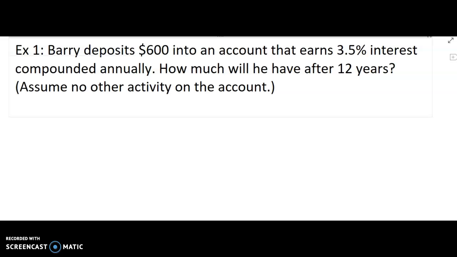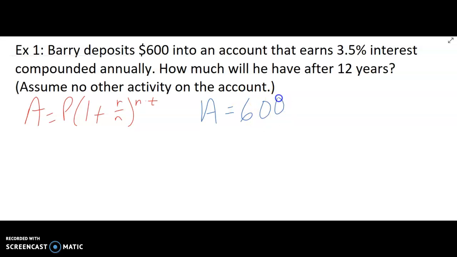So, using our formula, here we go. A equals P, 1 plus r over n, raised to the n times t. Now, when I plug our values in, we're trying to find A. The principal is what we start with, 600. Inside, I have 3.5% as a decimal. Annual, again, is 1, so n is 1. And then we raise it to the 1 times 12 power.